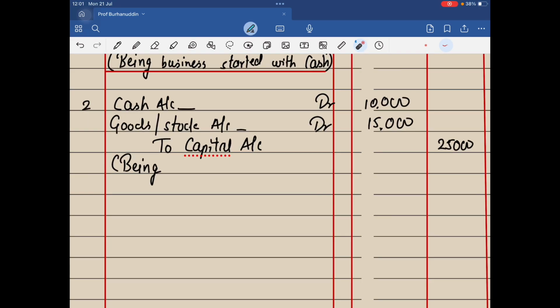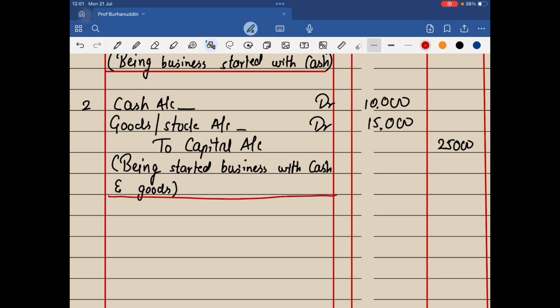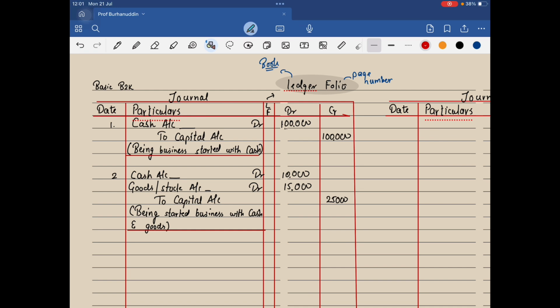Chalo. Here you are going to write being started business with cash and goods. Draw a line. Khatam. That's the journal entry, and that is what you are going to do for the rest of the questions. Okay. Chalo, quickly.